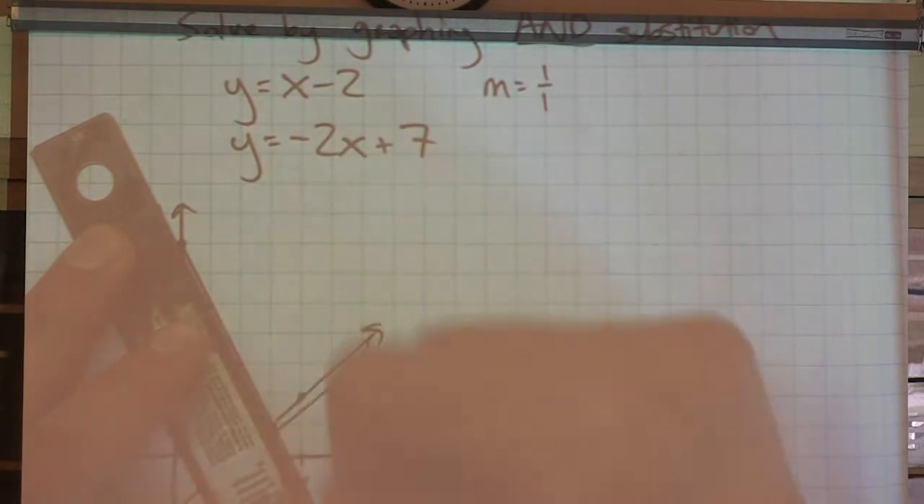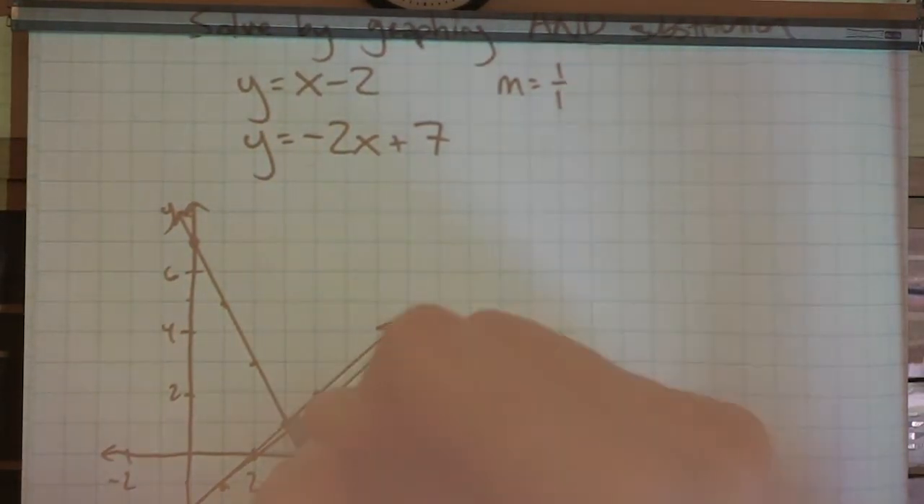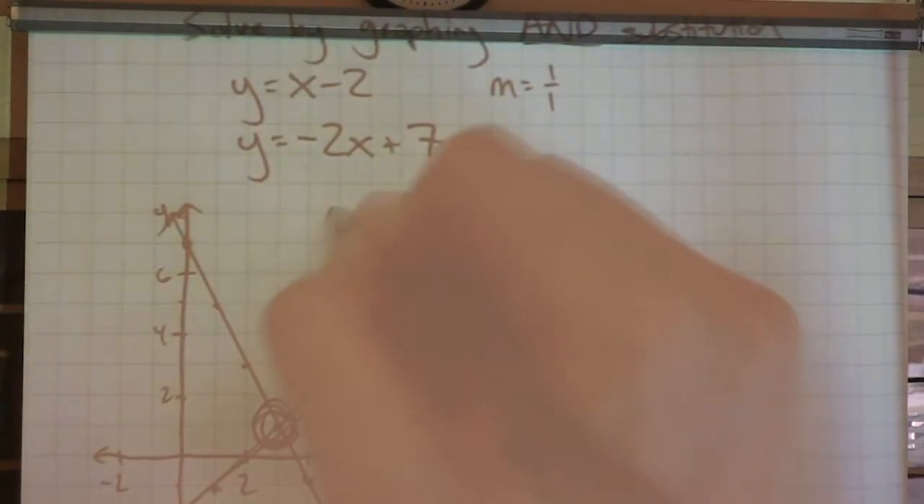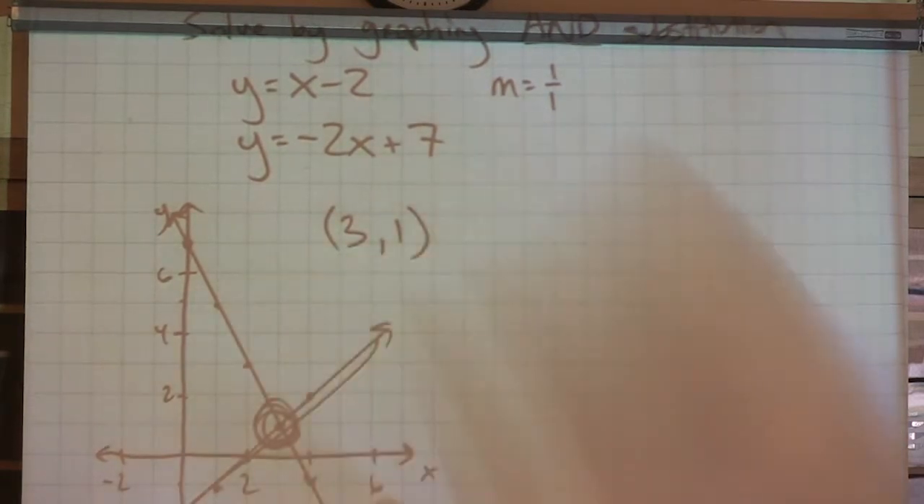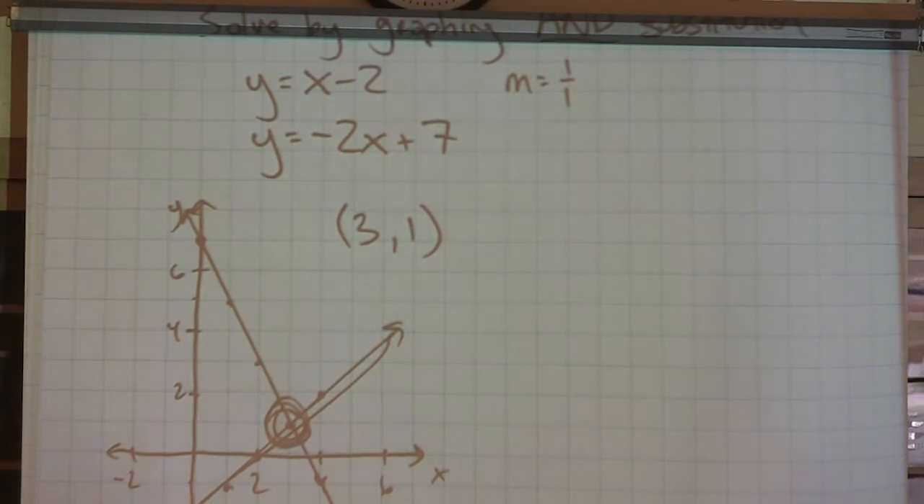And right there, where those two lines cross, is the solution to our system. I know then the solution right here is (3, 1). That's by graphing. Okay, to be really specific, there are 4 ways that we can solve a system. Graphing is one of them.